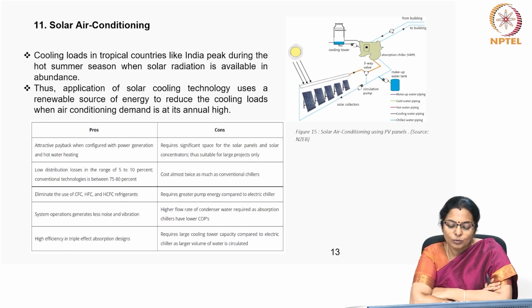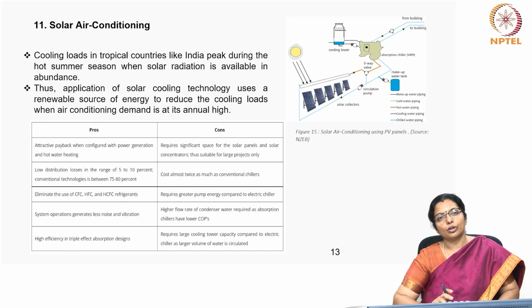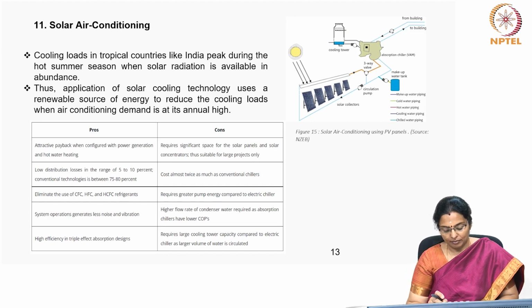It costs almost twice as much as the conventional chillers. It requires greater pump energy as compared to electric chiller. Higher flow rate of condenser water is required as absorption chillers have low COPs. It requires large cooling tower capacity compared to electric chiller as larger volume of water is circulated.